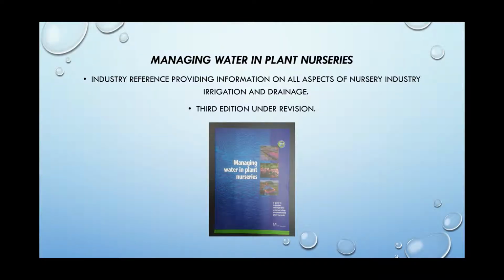The first source for general information on all aspects of water use within production nurseries is the publication Managing Water in Plant Nurseries. This book was first published in 1994 and is currently being updated. This publication looks at water supply and quality, water treatment and disinfestation, irrigation types, irrigation design, maintenance and operation, filtration, pumping, drainage and fertigation.